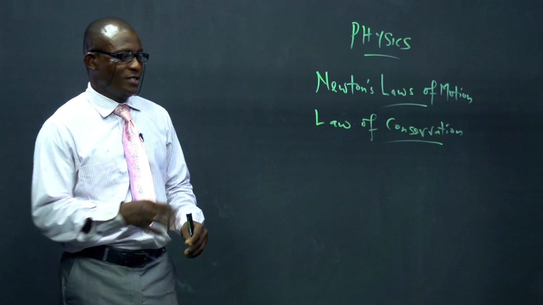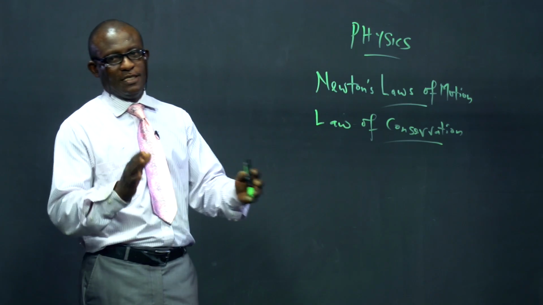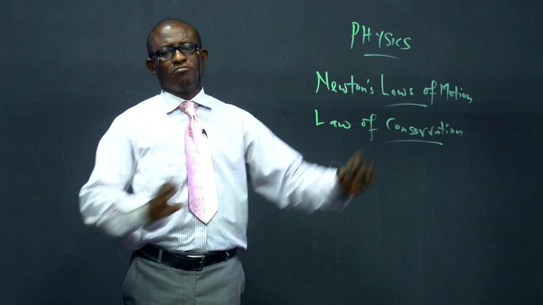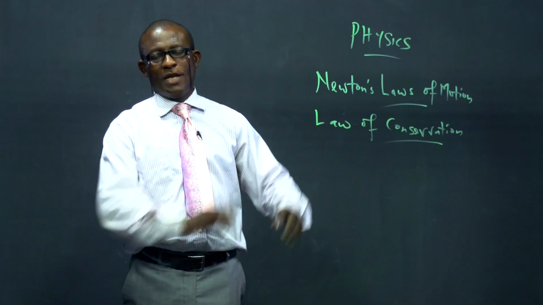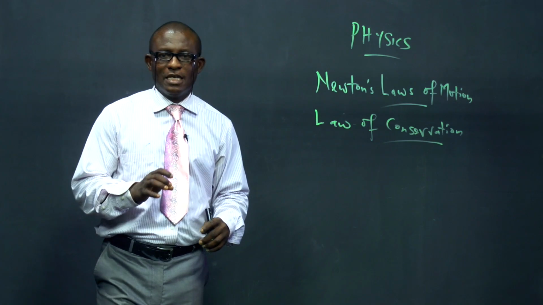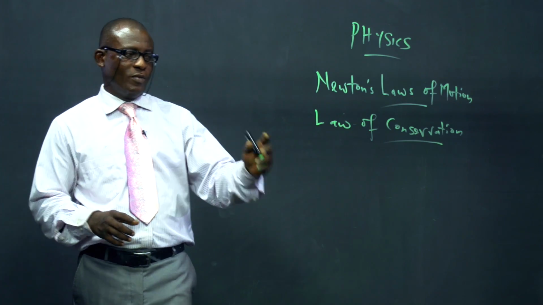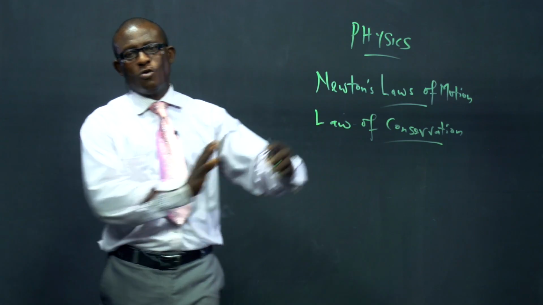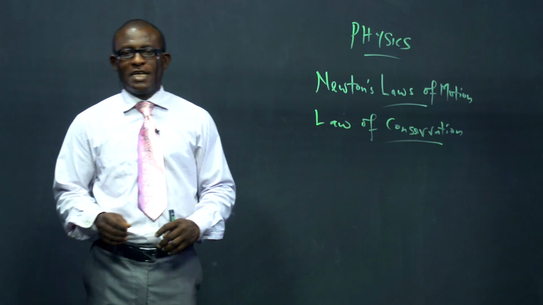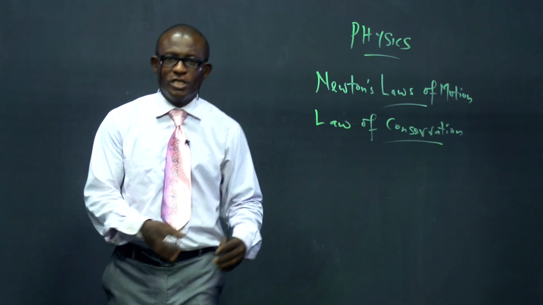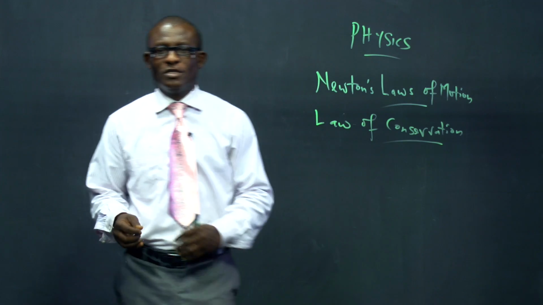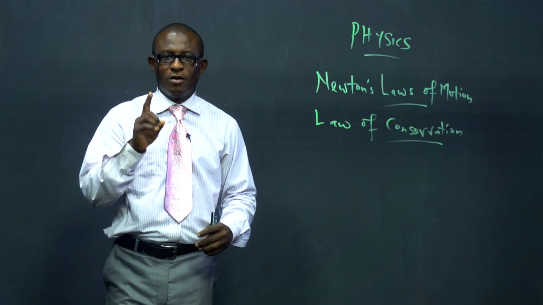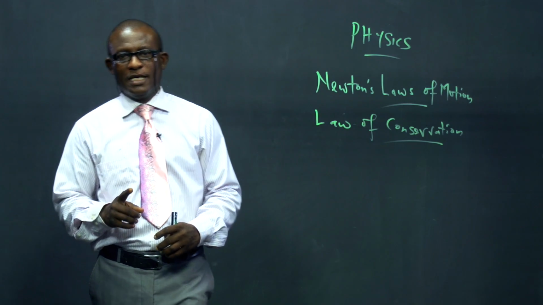Let's take that again. The law of conservation of linear momentum states that in a system of colliding bodies, the momentum before collision is equal to the momentum after collision. Momentum before collision must be equal to the momentum after collision in a closed or an isolated system.